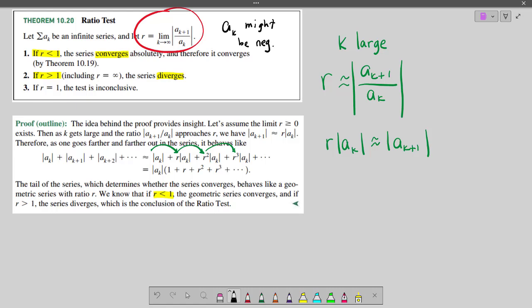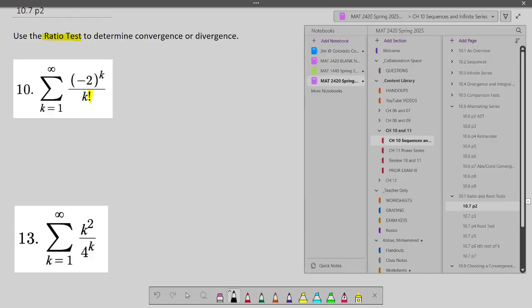For some values of k. But notice that we're taking absolute value there. So that's going to wipe out any switch or any negatives. That's going to wipe it out.